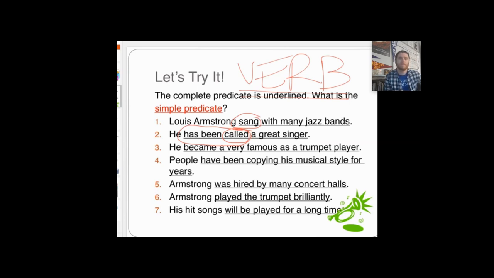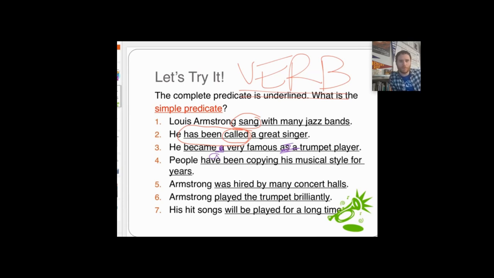Number 3, he became a very famous trumpet player. The predicate starts with became and continues all the way to the end of the sentence. What's the verb? What's the simple predicate? It's became. Okay, became. What did he do? He became. Okay, so that gets a little trickier.